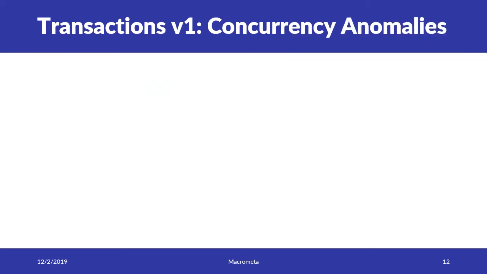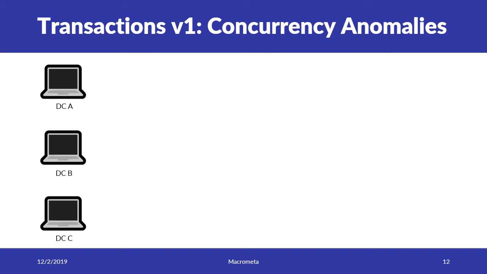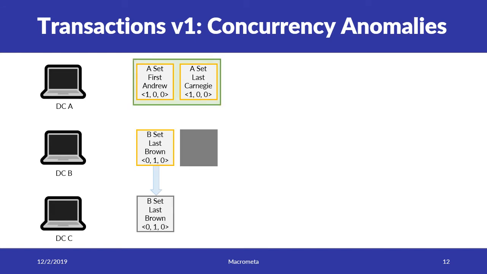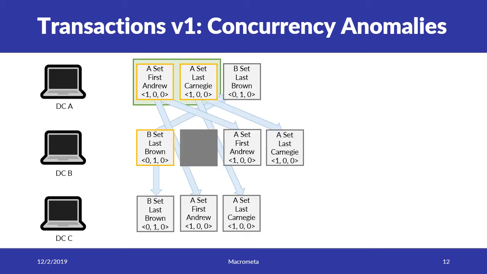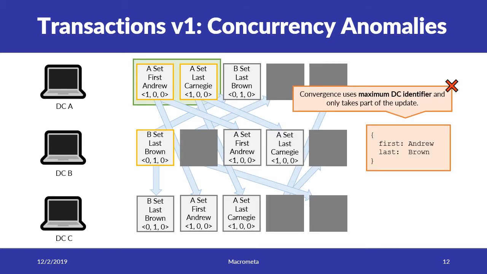However, this transactional facility also leads to anomalies. Since it's a weak form of isolation and not something as strong as serializability that would only take one set or the other set of updates, the anomaly that we can run into is that if B changes the last name to something like Brown, and these updates are propagated, exactly the same propagation that we had before, we end up with Andrew Brown.